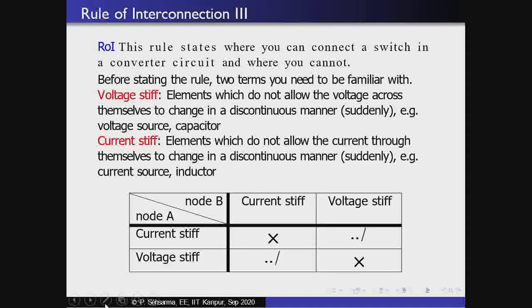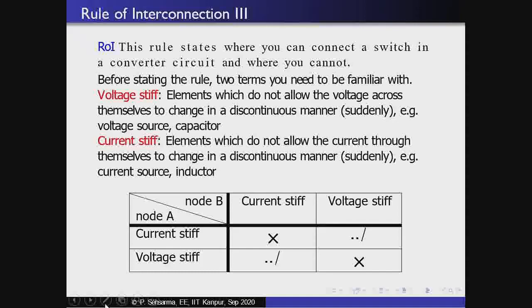These two terms are voltage stiff and current stiff. From the name itself, it kind of indicates what they mean. Voltage stiff elements are those which do not allow the voltage across them to change suddenly or in a discontinuous manner. Examples would be a voltage source or a capacitor. Capacitors, we have already seen the equation. A voltage source is by definition an ideal voltage source, which does not allow the voltage across it to change irrespective of the load or the external conditions. So, these two elements are typical examples of voltage stiff elements.